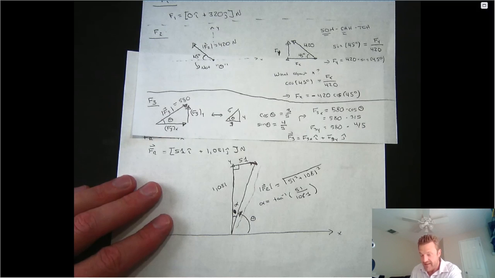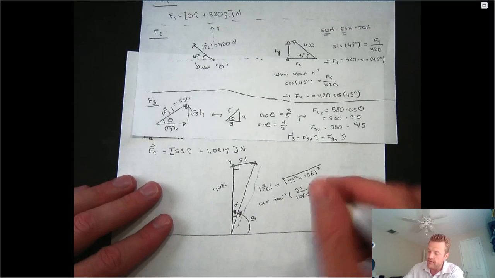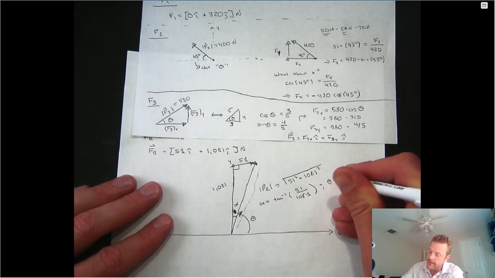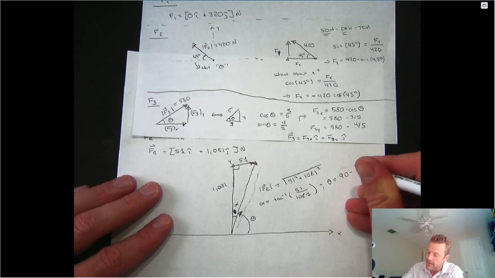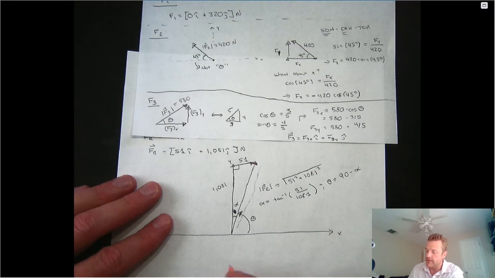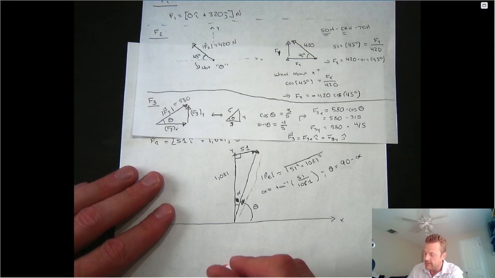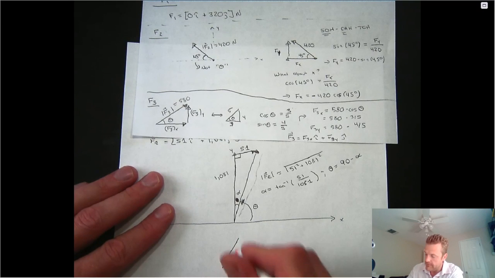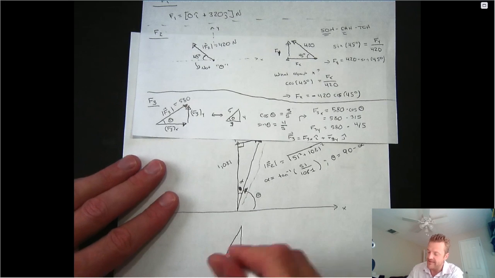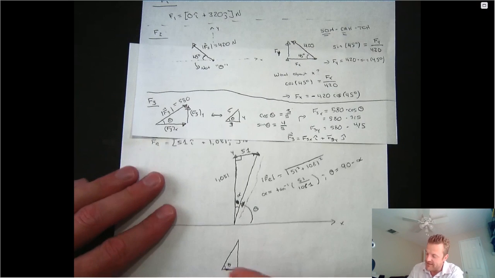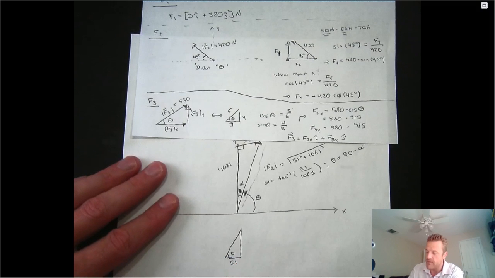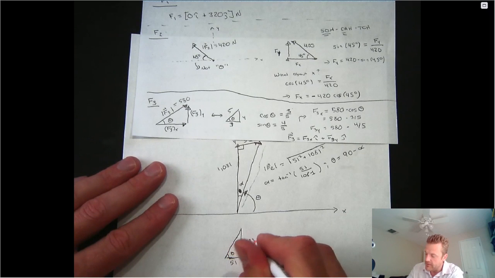So an alternative way you could do this, rather than computing alpha and then saying theta is going to be 90 minus alpha, is just redraw your force triangle. Draw it like this. It's got that very small x component, very big y component. This is totally not to scale, but that's okay. This was 51 units of force. This was 1081 units of force.